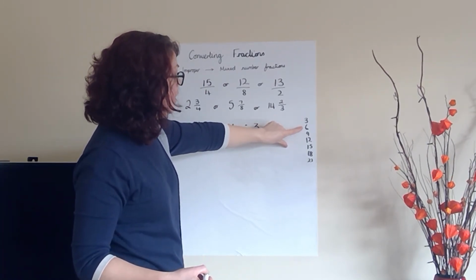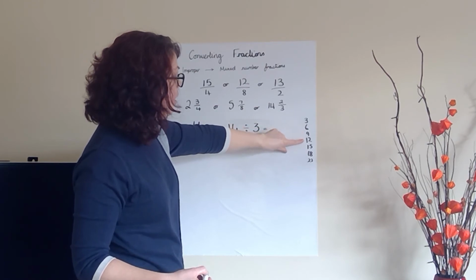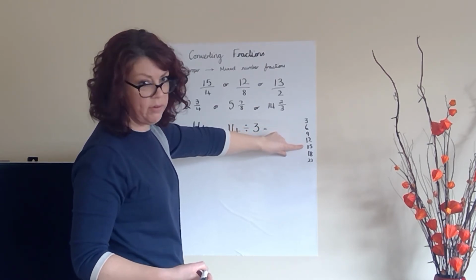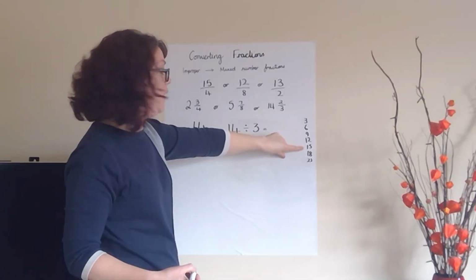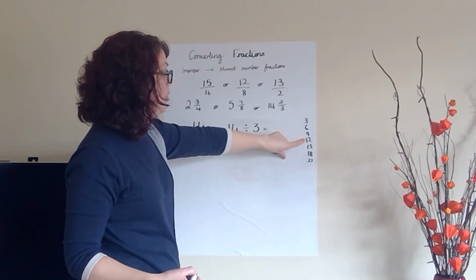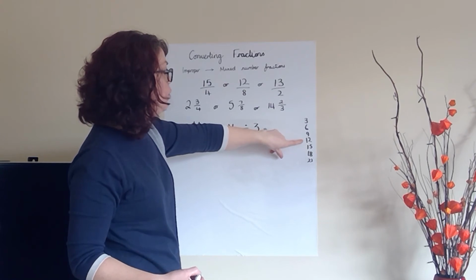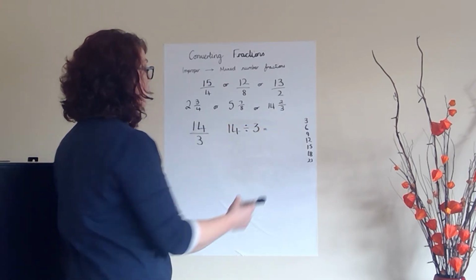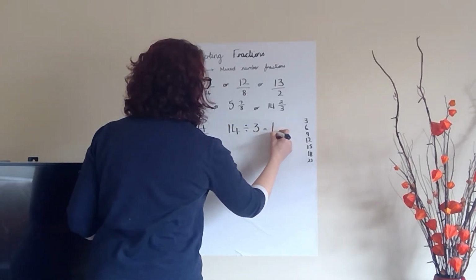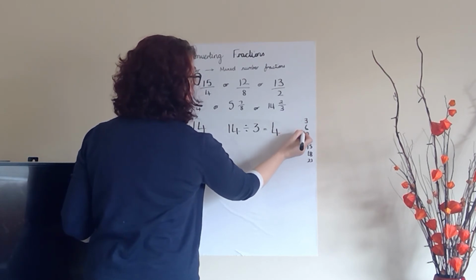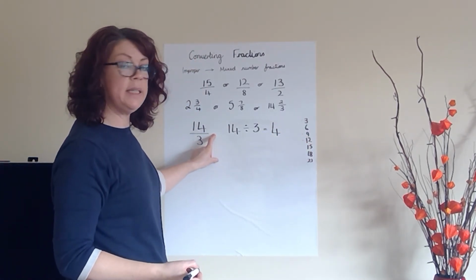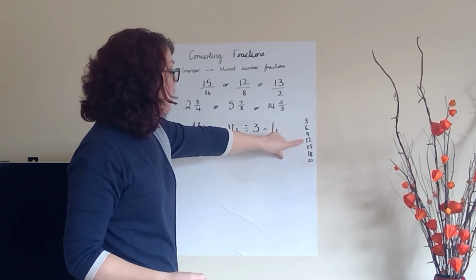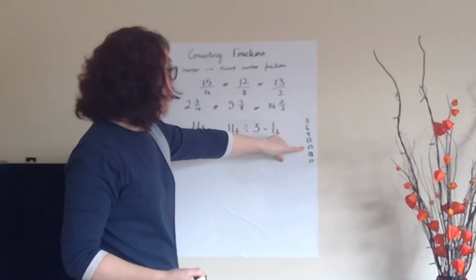So I can go 1, 2, 3, 4, and there I've got to stop, because if I go to 5, I've got to 15, I've gone too far. So I can only get to 12 to make 4 equal groups of 3. Okay, so I've got 4 there, 1, 2, 3, 4, but I haven't got to 14 yet. I've got to 12. I can't go to 15 because that's too many.